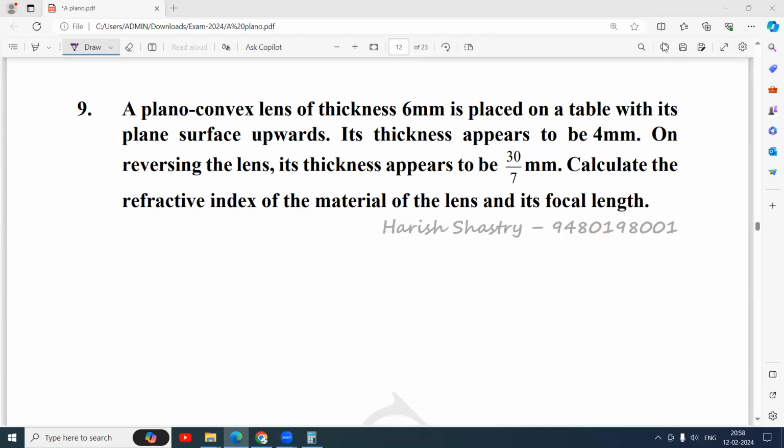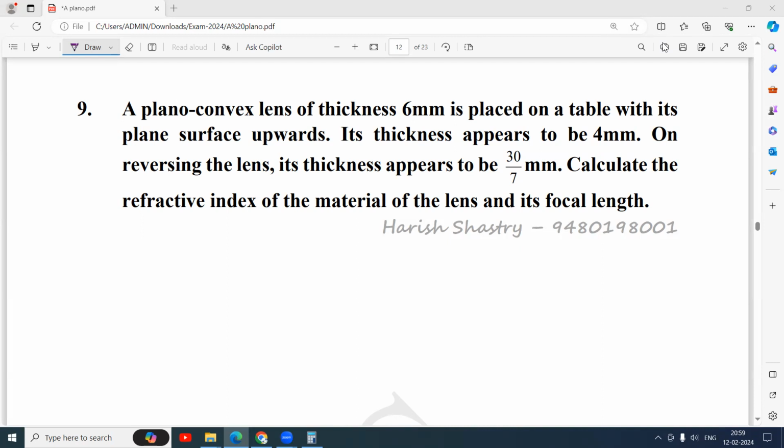Namaste everyone. A plano-convex lens of thickness 6 millimeter is placed on a table with its plane surface upwards. Now its thickness appears to be 4 millimeter. On reversing the lens, its thickness appears to be 30 divided by 7 millimeter. Calculate the refractive index of the material of the lens and its focal length.